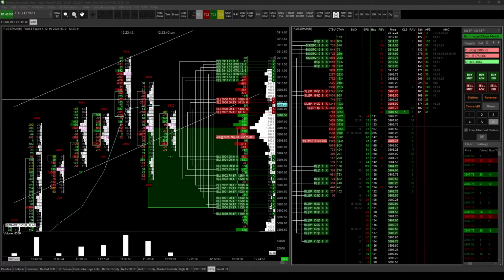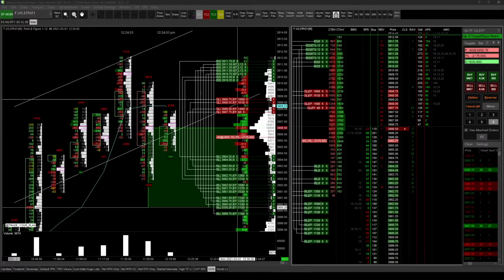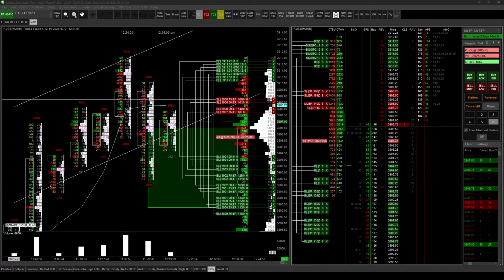Come on, no fills? EP4. That's what I like about Sierra Chart on a sim. It tells you your expected place. It still calculates where you are in the queue. So 63 contracts hit the ask here. That sucks not to get a fill. Jeez. Anyway.